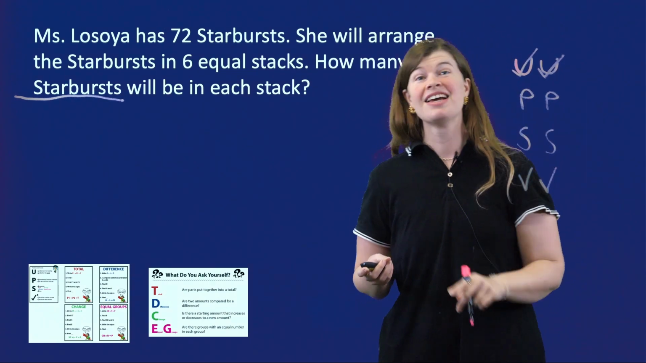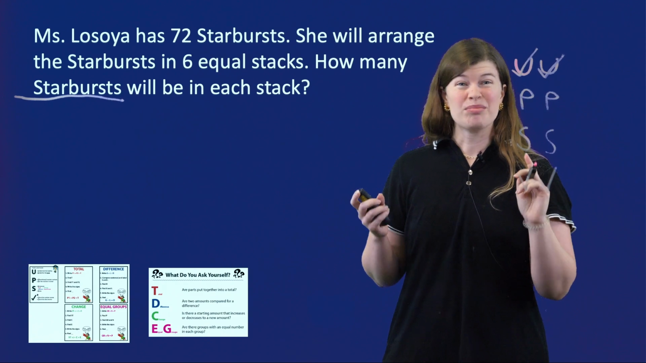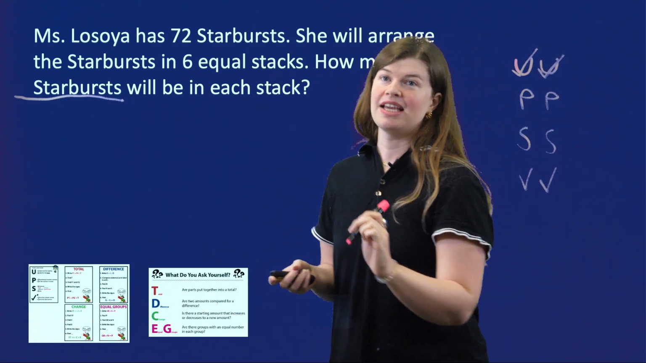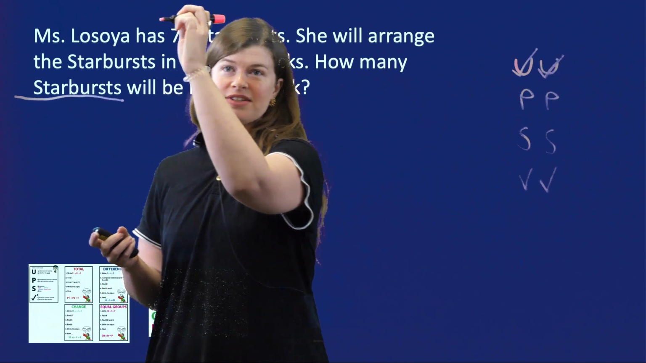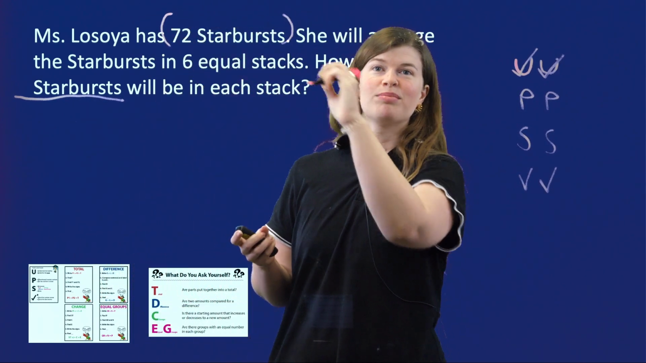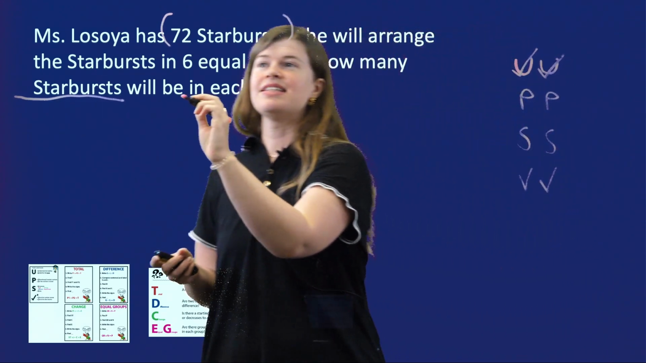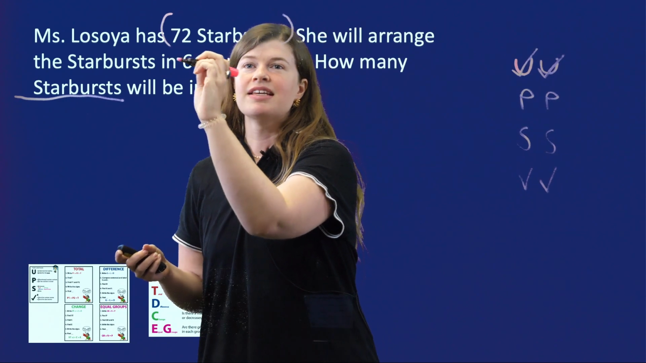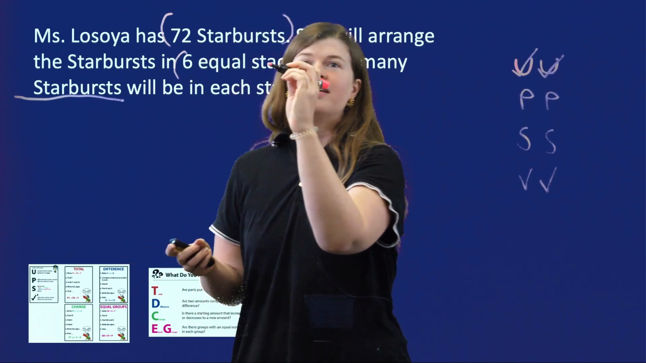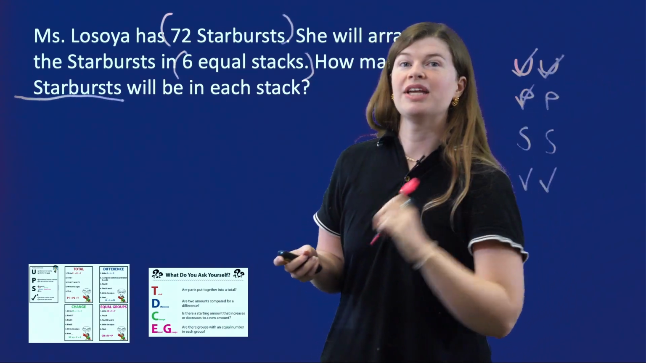Our first P stands for parentheses and needed numbers. So I'm scanning through the problem. I'm seeing we've got 72 starbursts. That applies to our label. My favorite are the pink ones. And she will arrange the starbursts in 6 equal stacks. We've got 6 equal stacks as well. And we check off that letter P.